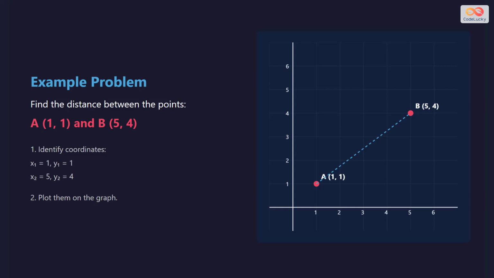Let's try an example. We want to find the distance between point A at 1, 1 and point B at 5, 4. Our first step is to identify our coordinates. x1 is 1, y1 is 1, x2 is 5, and y2 is 4.